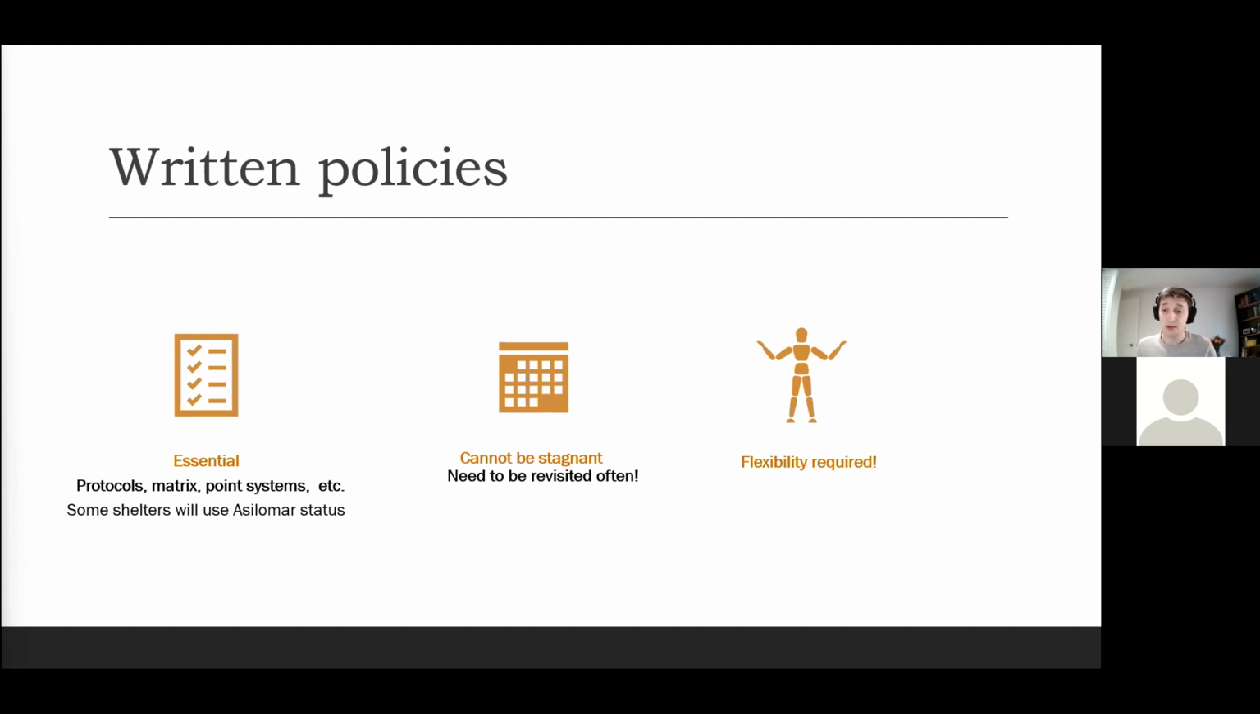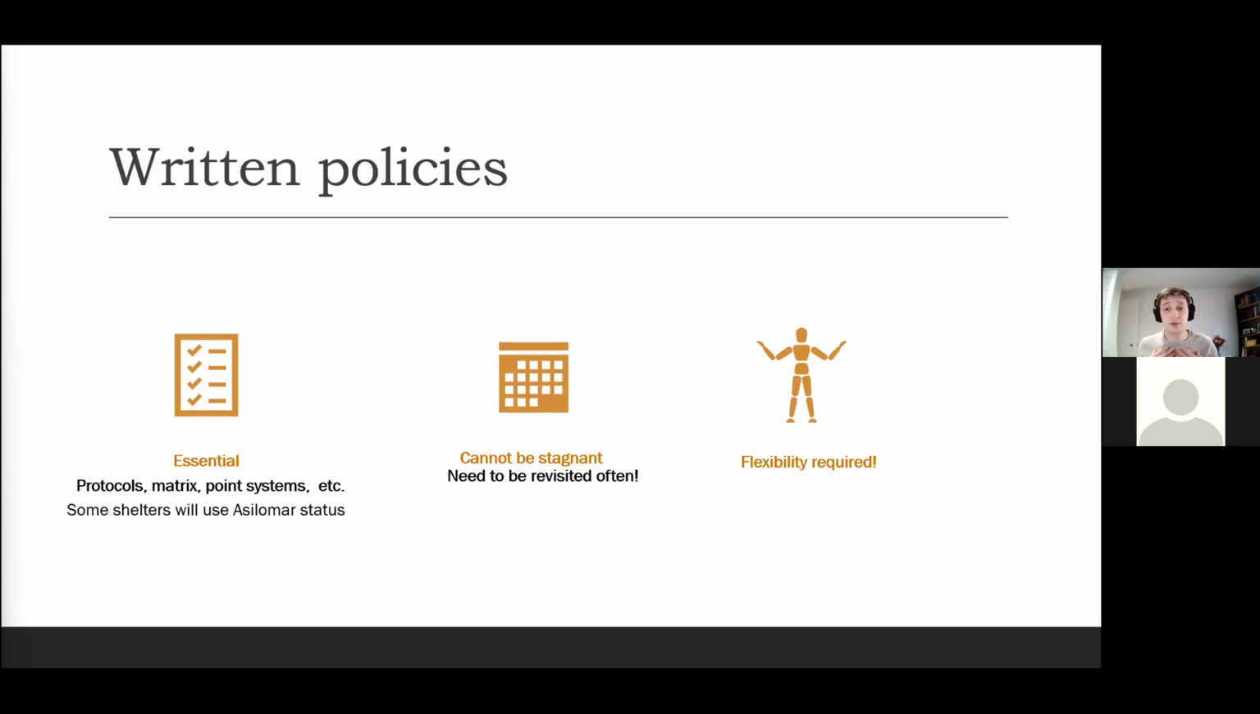Some shelters will also incorporate their Asilomar status in there, where the animals fall within a certain category, and this category tells me what I should be doing with this animal at most times. However, as essential as written protocols can be, they can become quite useless or even a hindrance if they aren't reassessed and updated to reflect the current situation at the shelter. I cannot tell you the number of times I've asked a shelter for protocols, and they hand me something that was written by the person who trained the person who trained the person I'm currently talking to and who's working at the shelter.